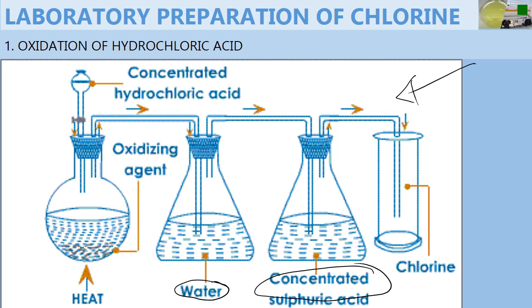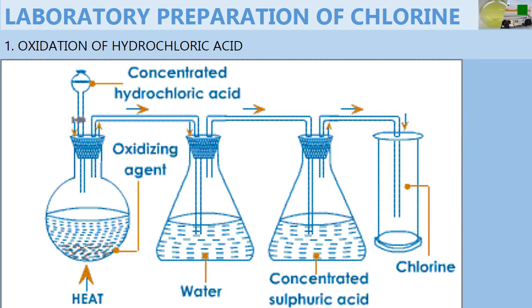In order to know if the gas jar is full, we could easily put a moist blue litmus paper on the gas jar, and once it turns red and then it is bleached, we will be sure that the gas jar is full of chlorine gas.